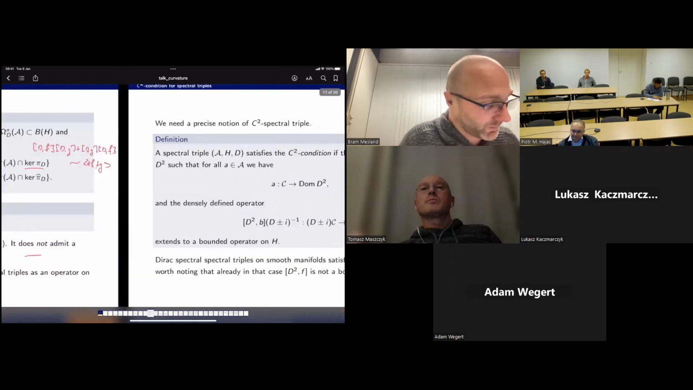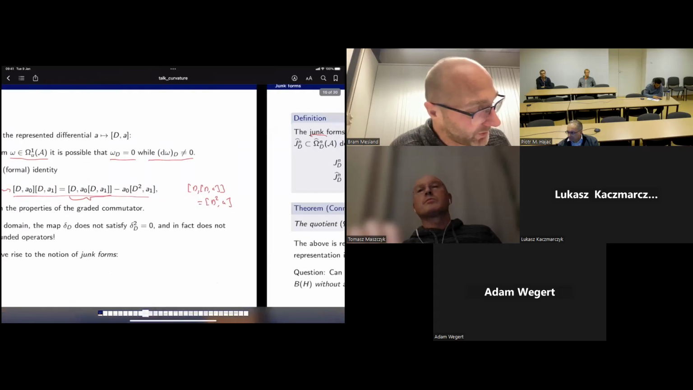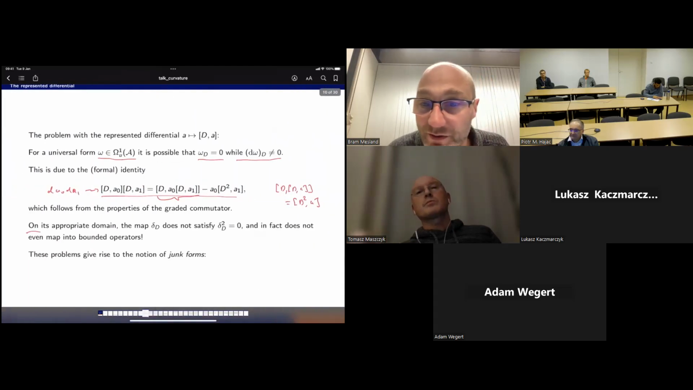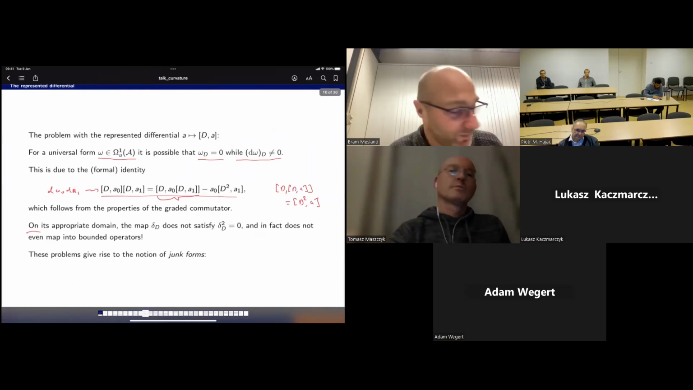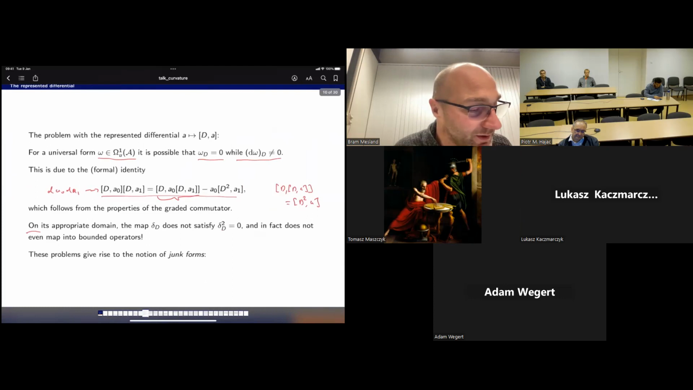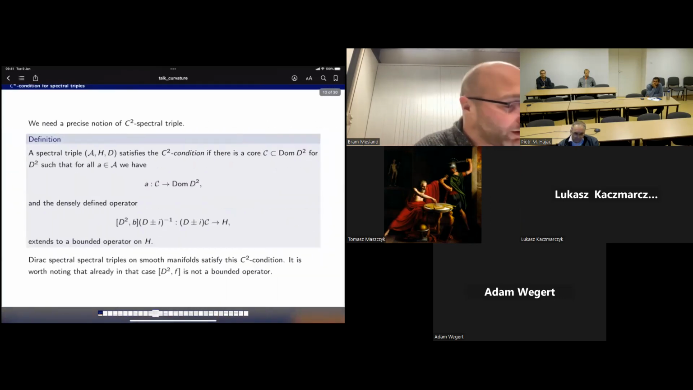So, as I indicated before, here we have all this junk, but here also there was this formula that involved a d squared and a commutator with that. And I warned you that this was a formal identity. So to get around this not having a calculus, or not another calculus that we can work with, we need first to define a notion of what it means for a spectral triple to be C2. So that's this definition over here.